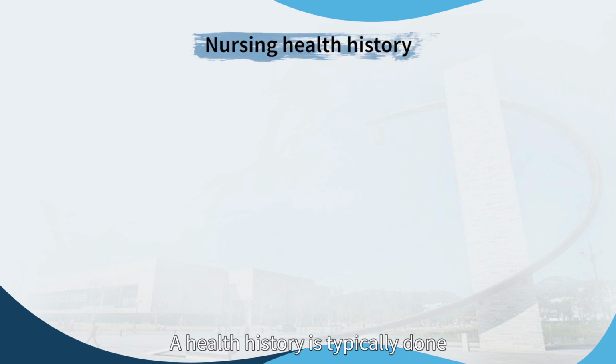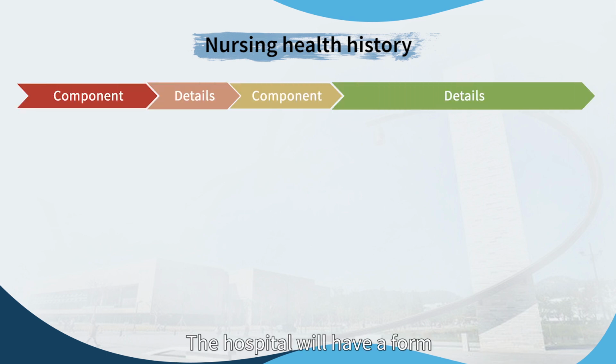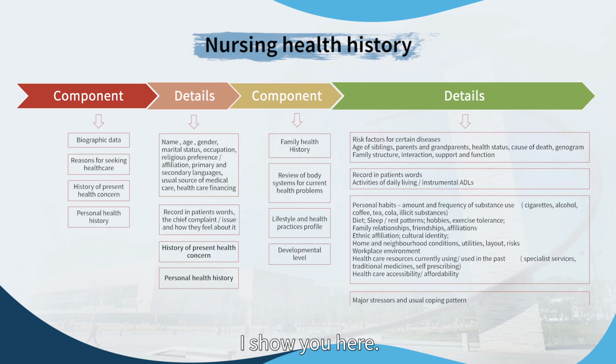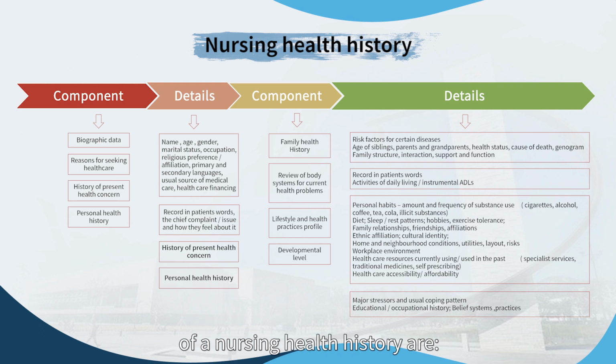A health history is typically done on admission to hospital. The hospital will have a form with assessment questions like the list I show you here. The typical components of a nursing health history are patient's biographic data such as name, age, marital status, and so on.